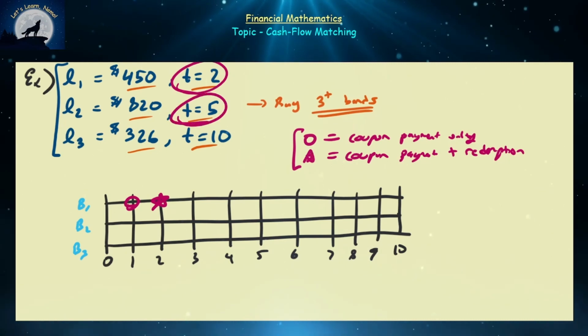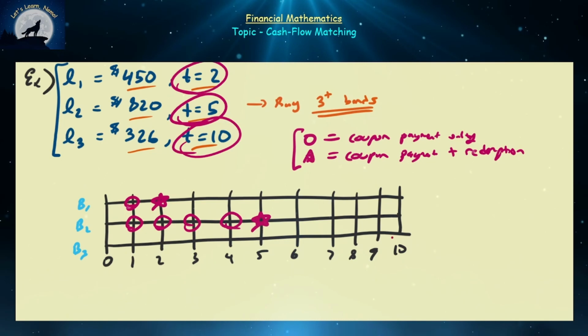Our next is going to be due at time t is equal to 5, so that's going to be when our next redemption is, and then you can have some coupon payments before it. And then t is equal to 10 is going to be our last maturity time, and then we're going to have some coupon payments before it.